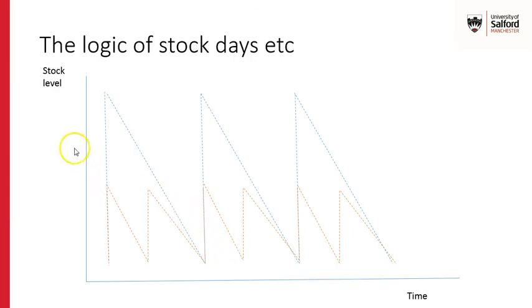Let's just have a quick look at stock days. We have stock levels, and typically this is the kind of pattern where we have this kind of sawtooth pattern. Stock comes in and then is used up. It comes in and is used up, creating this pattern. We can take in a lot of stock, and if we do, we hold it for longer. Or we can have lower levels of stock and restock more frequently. So there are costs and benefits associated with each of these strategies.